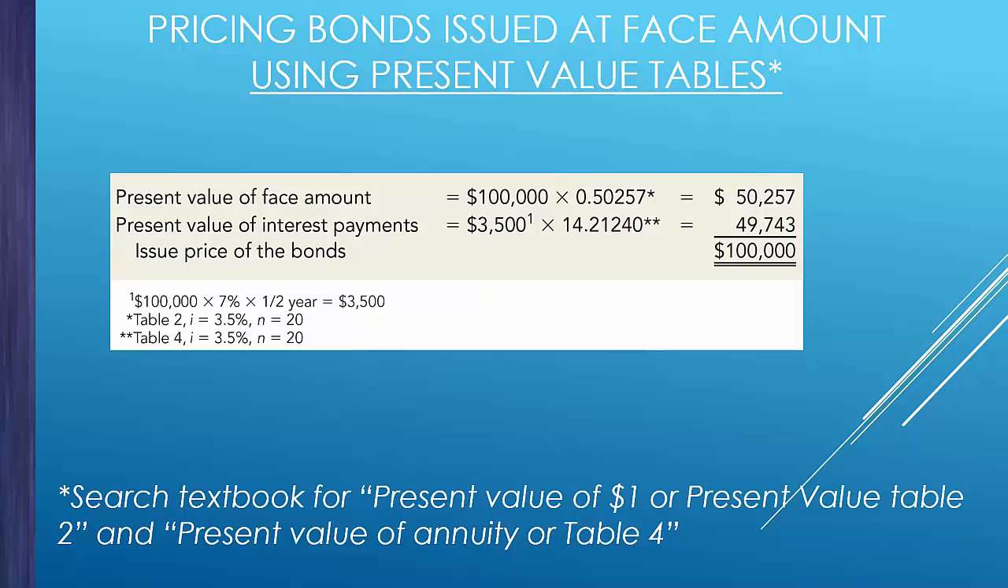Now you can find that exact same information by looking at the present value tables, which are at the back of your book. You can search the textbook for either the present value of $1 or the present value table, and it's the second one, and that will give you this figure. If you look at the periods that say 20, and then you roll across to the interest rate that's being paid, which is the 7%, you'll find that factor there. And then this is the annuity factor, so that deals with your interest payments, and you'll wind up with the same numbers. I personally like Excel the best.